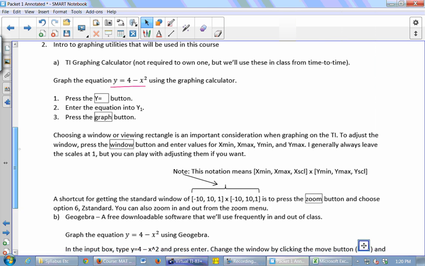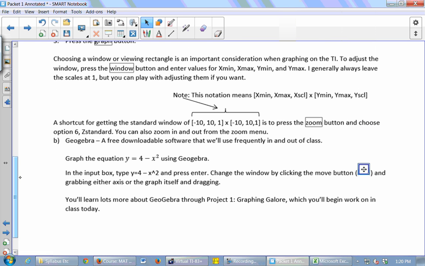Okay, so when I discuss a viewing window, the shorthand that we use to tell someone what viewing window we're using looks like this, right? It's 3 numbers in square brackets. This says -10 to 10, scale of 1, and that's x, by -10 to 10, scale of 1 for y. So this is just the shorthand notation of how you would tell somebody what viewing window to use.